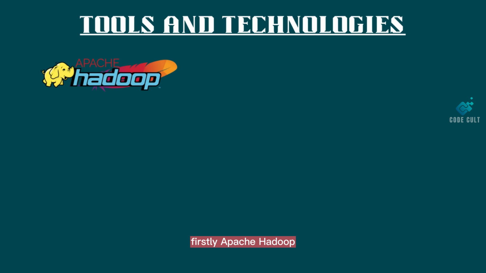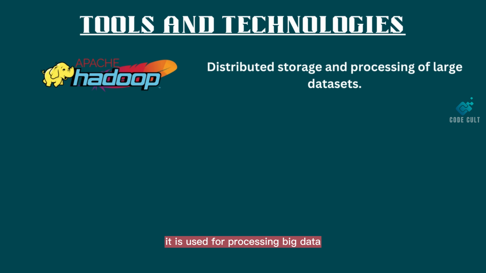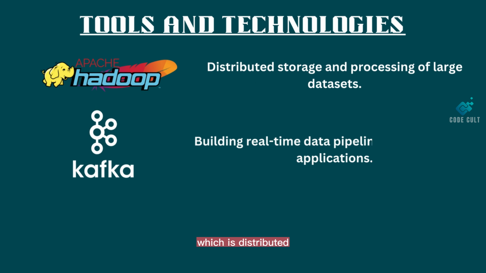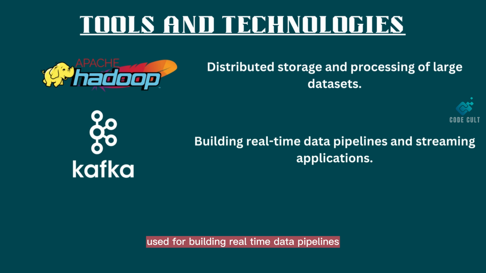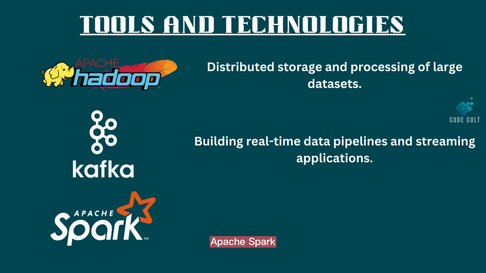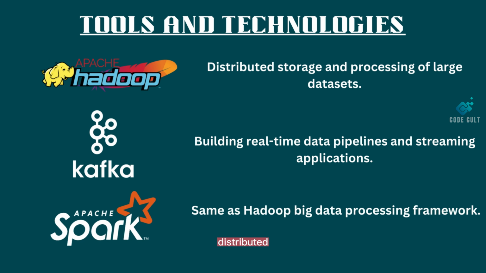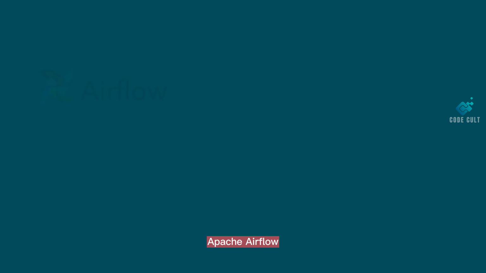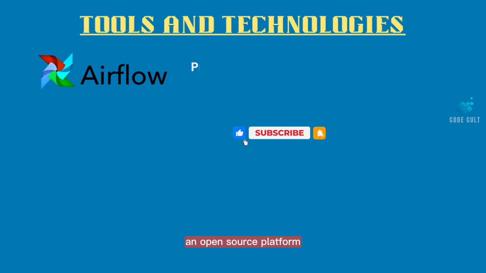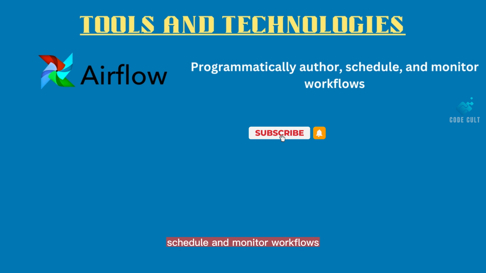Firstly, Apache Hadoop. It is used for processing big data and provides distributed storage and processing of large datasets. Apache Kafka, which is a distributed streaming platform used for building real-time data pipelines and streaming applications. Apache Spark, a fast and general-purpose distributed computing system used for processing large datasets. Apache Airflow, an open-source platform used to programmatically author, schedule, and monitor workflows.